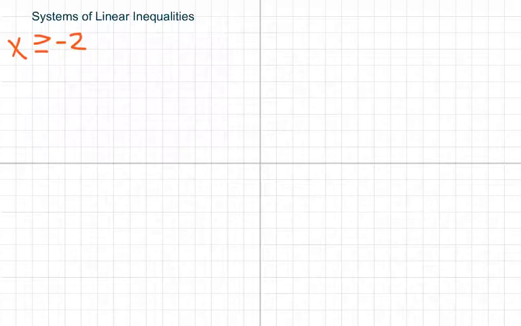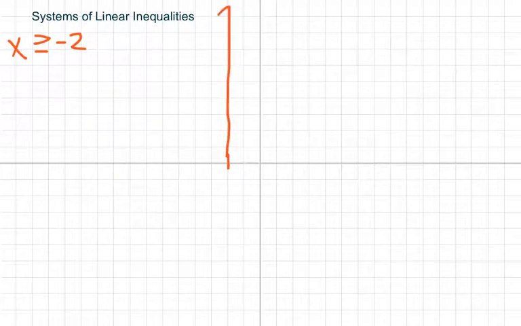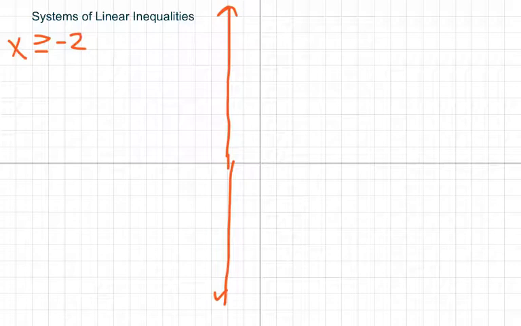And so what we would do is go over to x is equal to -2, and use a solid line. Sorry, that's a terrible solid line, but there we go. And where would we find x coordinates that were greater than -2?